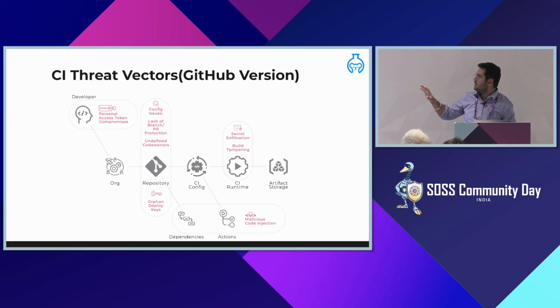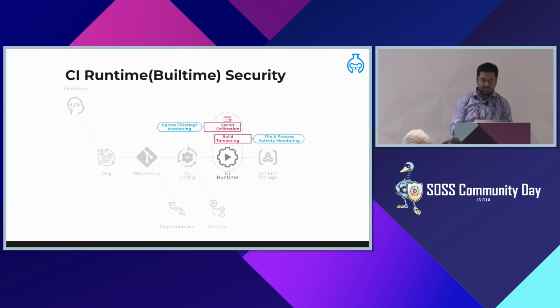This is a chart that I had for the threat vectors in the whole SDLC. This is a GitHub version of it. I'll just focus on this a little bit. If you look at the CI runtime, where the code gets integrated, there are two main attack vectors there. There is secret exfiltration and build tampering that can potentially happen.